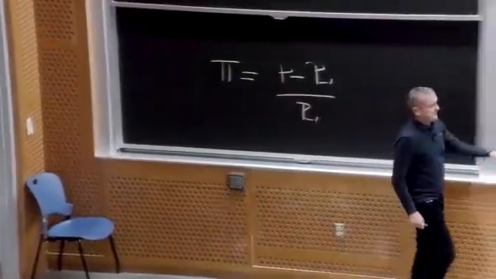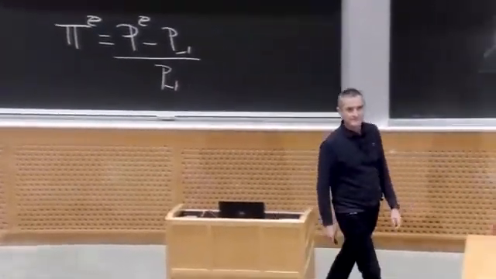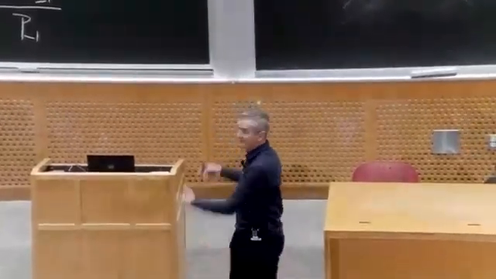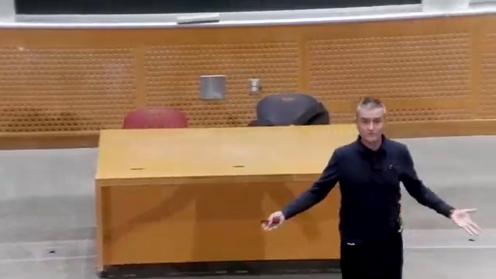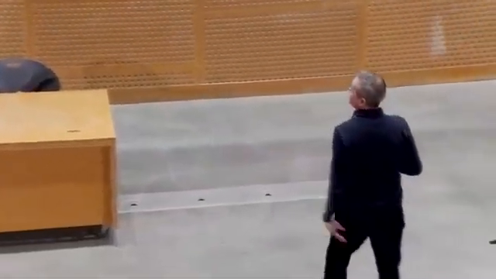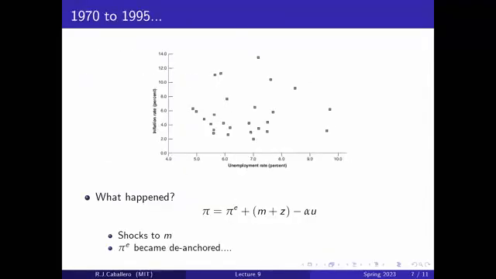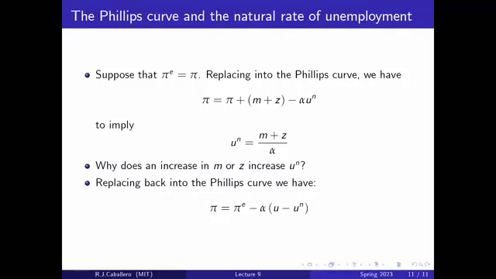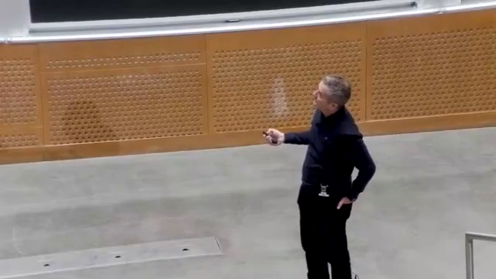is equal to the expected price, what else is equal? I pointed at the right expressions there. Inflation is equal to expected inflation. So I can use the same logic I use here for the natural rate of unemployment using the Phillips curve. I can say, okay, I can solve out for the natural rate of unemployment here simply by setting the expected inflation equal to actual inflation.